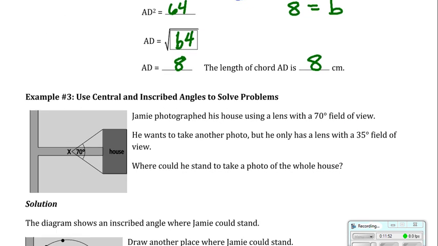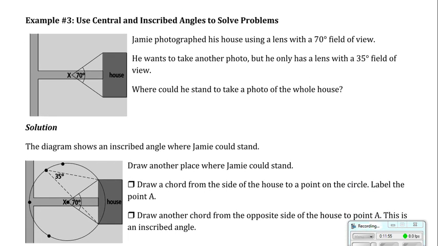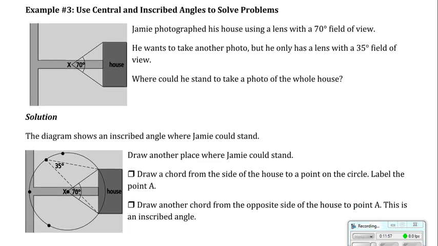Okay, third example, pardon me. I know this video is getting a little long. This one has a little bit of problem solving. It says, Jamie photographed his house using a lens with a 70-degree field of view. What that means is if he's sitting here, he can see 70 degrees in front of him. He wants to take another photo, but he only has a lens with a 35-degree field of view. Where could he stand to take a photo of the whole house? Hopefully what I want you to notice is that he needs to step backwards.